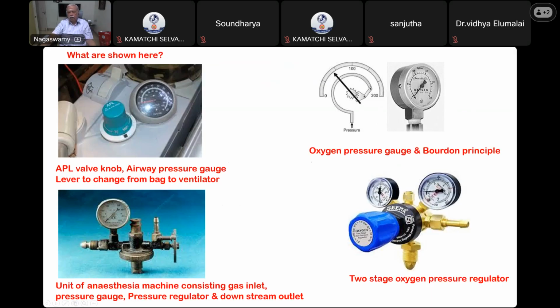The gauge will show the actual pressure in the cylinder, and by tightening the screw, you can reduce it to 12 or 14 psi, whatever you want to safeguard the patient. This is the outlet, and this goes into the cylinder. These two are called the two-stage regulator.